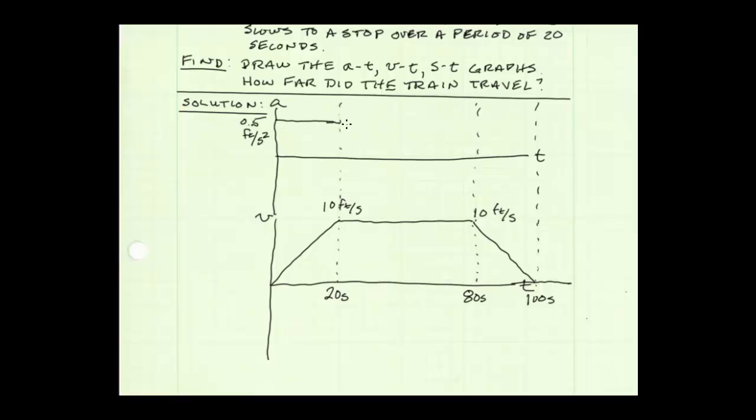Then I go at a constant velocity. If I'm going at a constant velocity, my slope of this line is 0, so my acceleration is also 0. And I can connect those like this. Then in the final part, I've got another 10 feet per second rise and a 20-second run, but this time my slope is negative, so my acceleration is negative 0.5 feet per second squared. So that would complete my acceleration time graph.